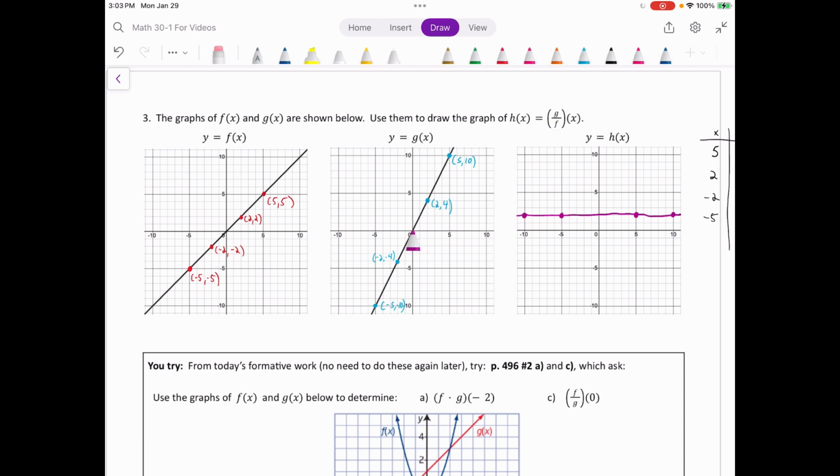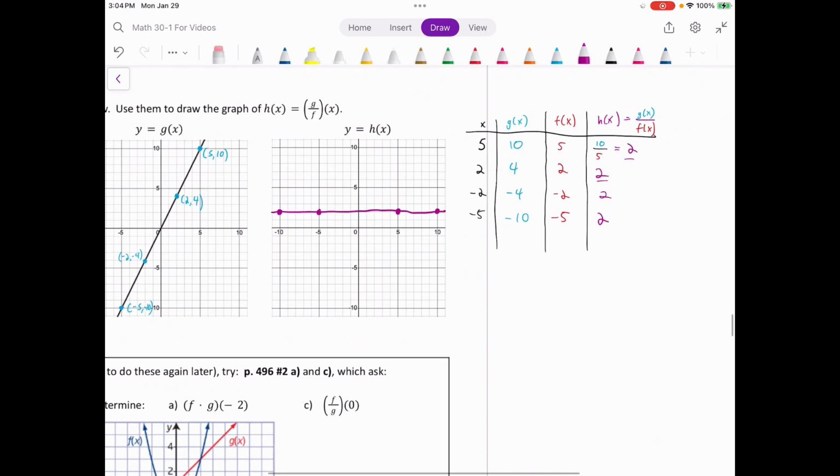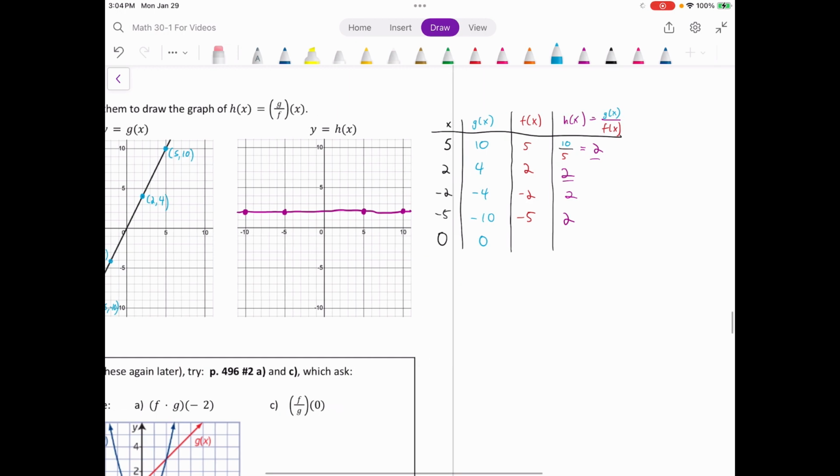And if we look here, there is a place where we would be dividing by 0. Wherever f of x is equal to 0, wherever the y value of f is 0, we would be dividing by 0 for h of x. So this point on our graph, we actually have to leave it out, okay? We have to leave it out. So I'm just going to say when x is 0, g of x is 0. That's not a problem. We can divide 0 by stuff. We can't divide stuff by 0.